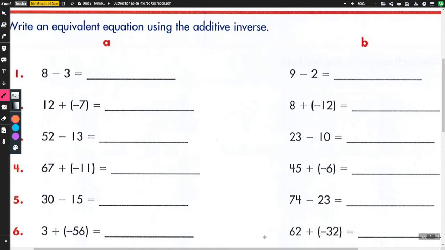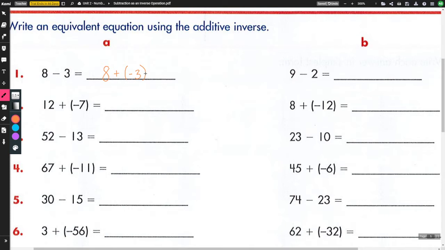So we have 8 minus 3. Well, the 8 stays the same. Every single problem, your first number stays the same, whether it's positive or negative. So we have 8. Then we're going to add, and the opposite of 3 is negative 3. And that's all you do. Okay, we're going to do some more just to make sure that you understand what's being asked of you.